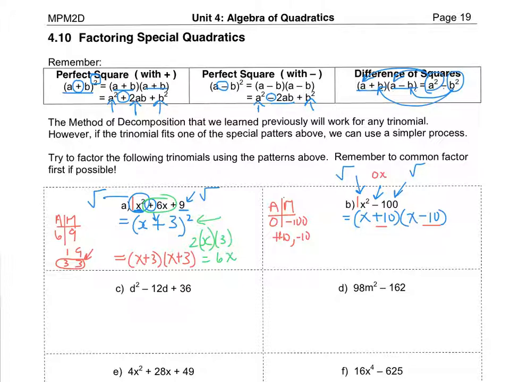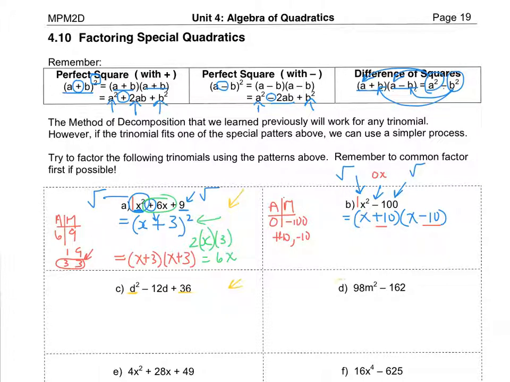All right, trying the next one, part C. This looks like a perfect square. I can square root it. So I can try my shortcut like I used in part A. So why not give that a whirl? See if you can use the shortcut for that one.